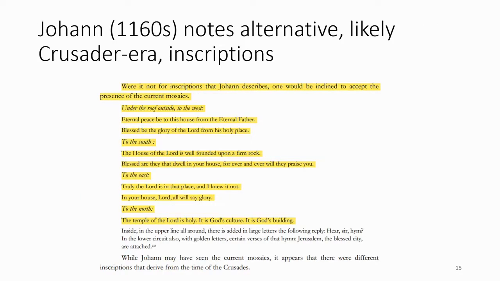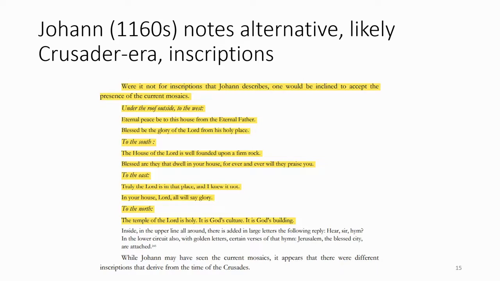So Johann in the 1160s, the same Johann just mentioned, notes alternative, likely Crusader era inscriptions. So how come we haven't heard about these inscriptions before? Because obviously they were destroyed in the meantime. He says, under the roof outside to the west, it says, eternal peace be to this house from the eternal Father. Blessed be the glory of the Lord from his holy place. Does that sound like an Islamic inscription to you?